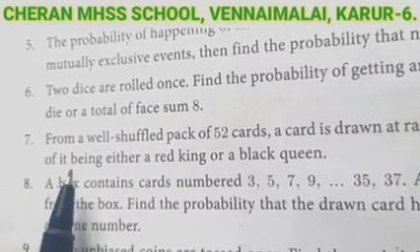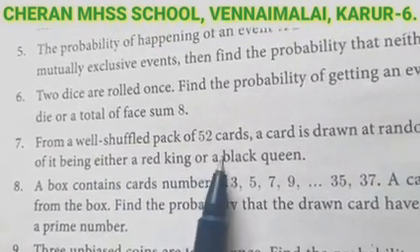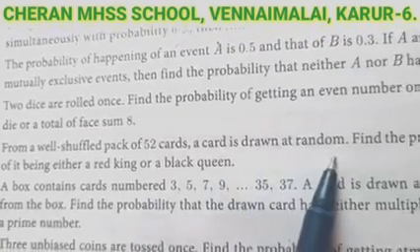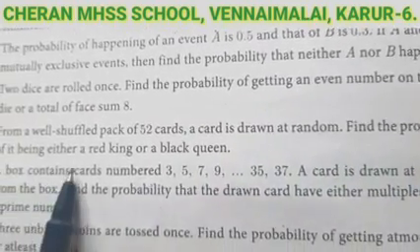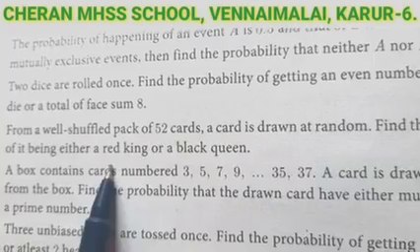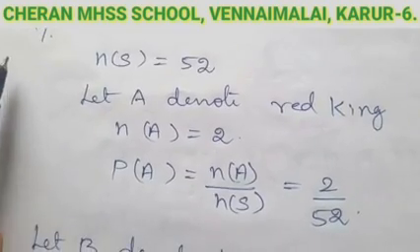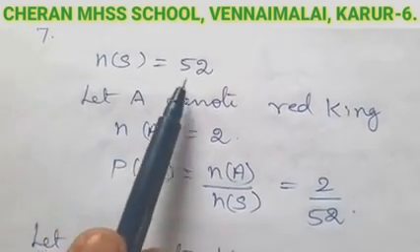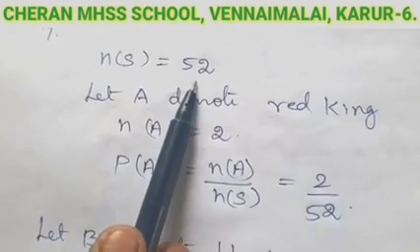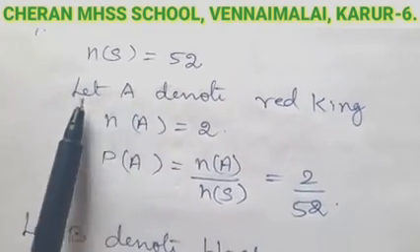Question number 7. From a well shuffled pack of 52 cards, a card is drawn at random. Find the probability of it being either a red king or a black queen. Solution. Sum number 7. N of S is equal to 52. There are 52 cards, so the total number of cards N of S is 52.